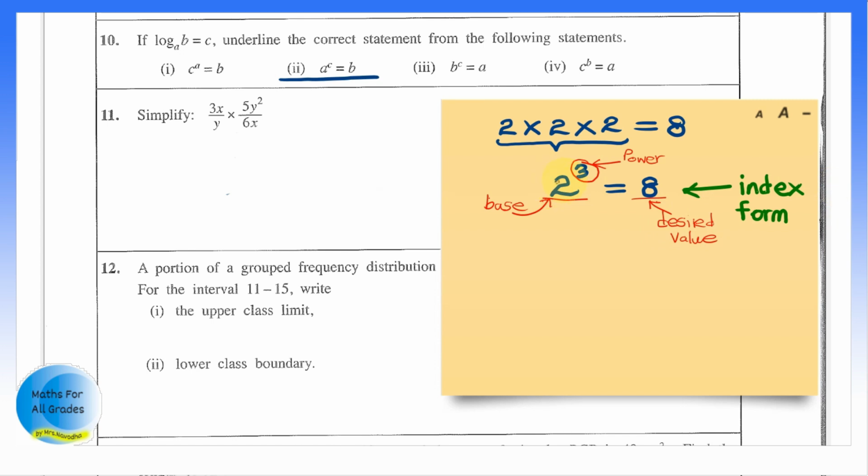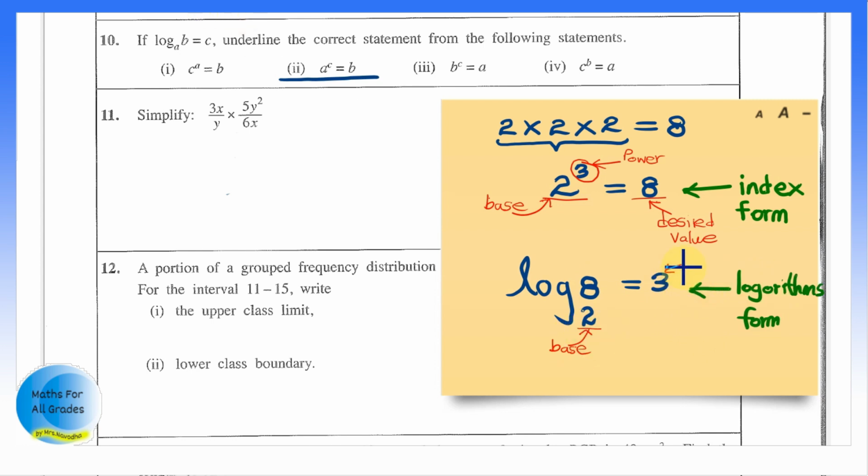Now let's write down this 2 to the power 3 equals 8 in logarithm form. We write log. We write the base value here. Base value is 2. And we write the power here. Power is 3. And the desired value, or what we call the argument, we write it here. Now this is logarithm form. This is the base, this is the power, and this 8 is the argument.